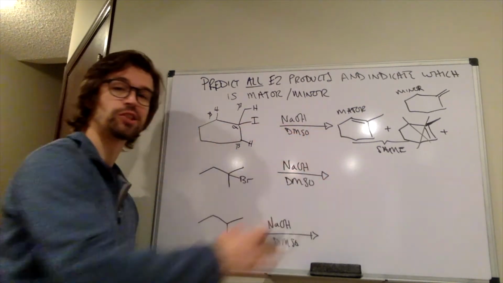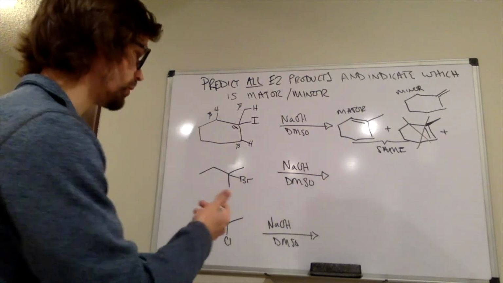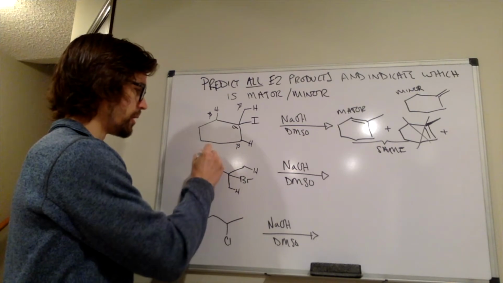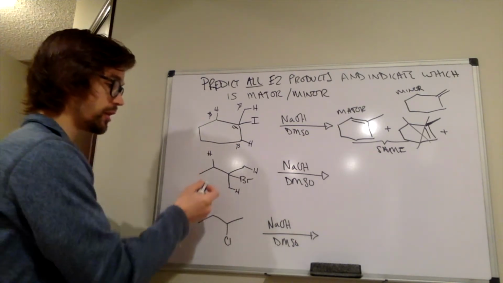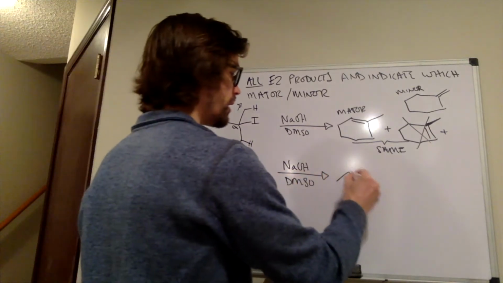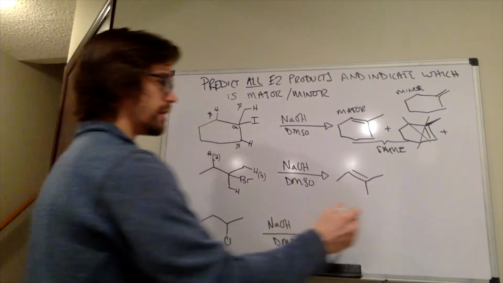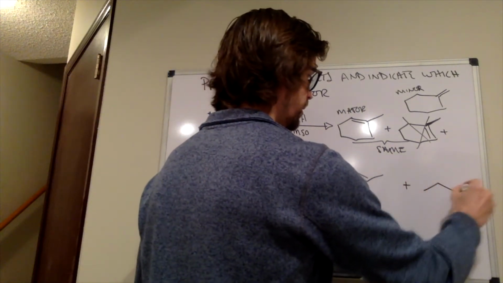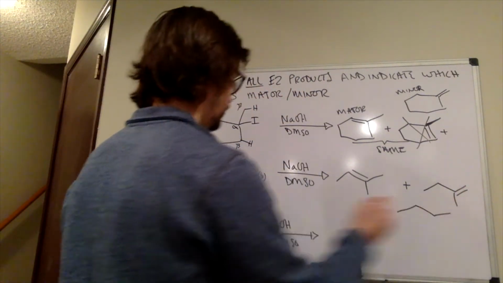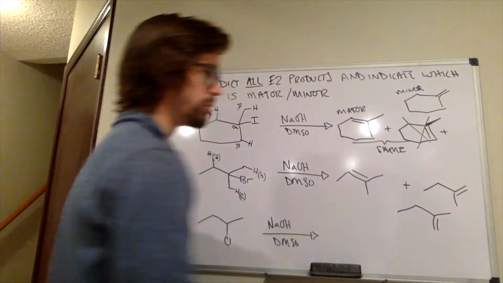Maybe if that helped you get started, maybe pause the video now and do the next two. All right, you did that again. So this one, this is a beta position, this is a beta position, this is a beta position. So we'll call this HA. If we pulled off HA, that would make that product. If we pull off HB, that would make that product. If we pull off HC, this is HC, we would make this product.